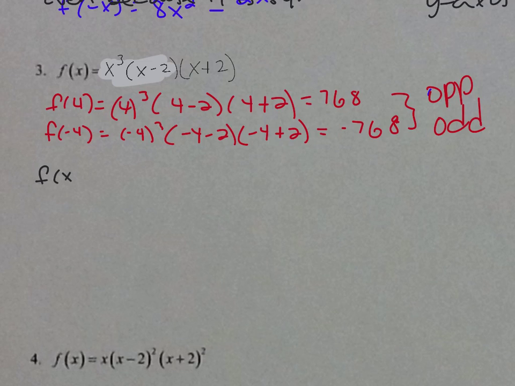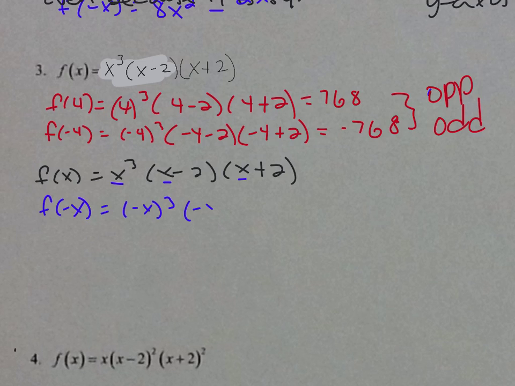So let me rewrite the function. F of x equals x to the third times x minus 2 times x plus 2. Now I want to do opposite my x. So I'm going to do f of negative x. Wherever I see an x, I plug in negative x. So it's negative x to the third times negative x minus 2 times negative x plus 2.